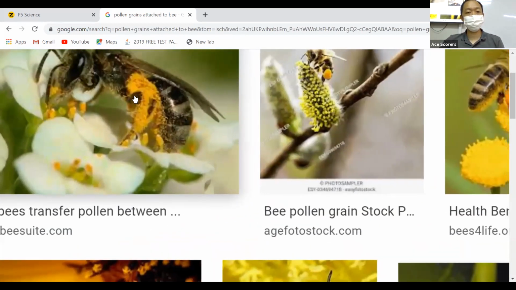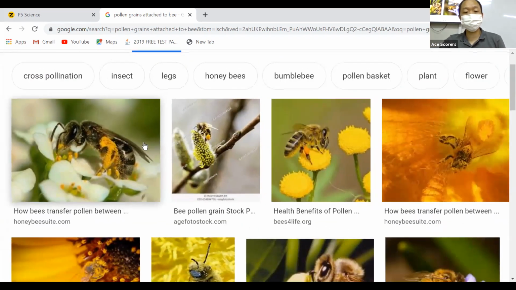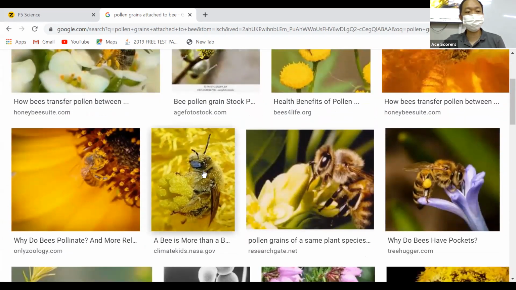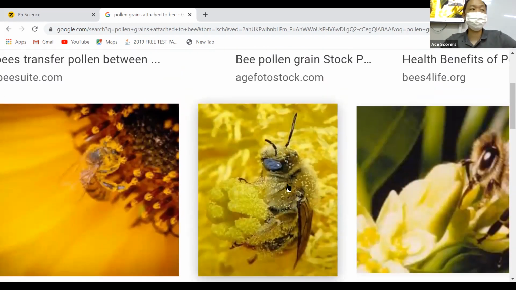The pollen grains get attached to the body of the bee. Why? Because the bee is hairy and hungry, and the pollen grains have this curved, hook-like structure. So they get attached to the bee, because it has to satisfy a very, very hungry queen. It cannot only go to one flower, it has to visit many, many flowers.